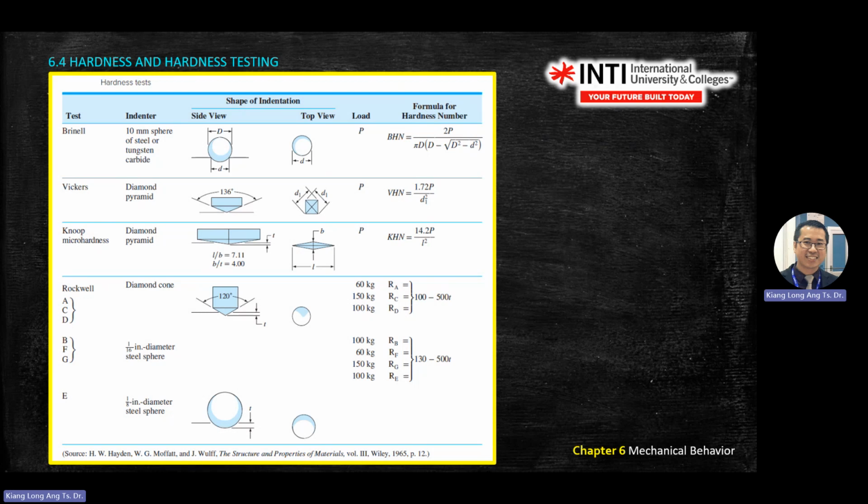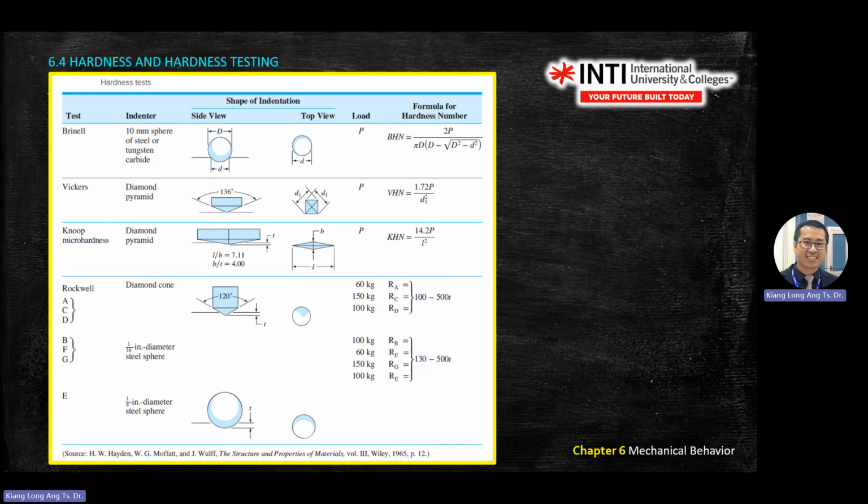The formula is using this one. You don't need to memorize this. If this test comes up, the diagram will show the correct shape of the indenter. So this one, BHN means Brinell hardness value. 2P, what is P? P is the pressure, the load, in Newton. Let's say P is 100 Newton. So on the top is 2 multiplied by 100 Newton. Pi D, what is D? D is this one.